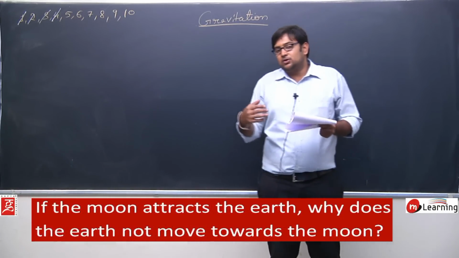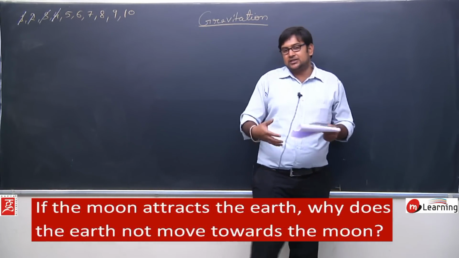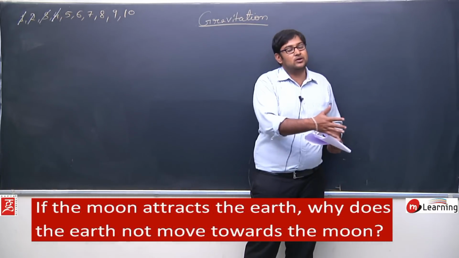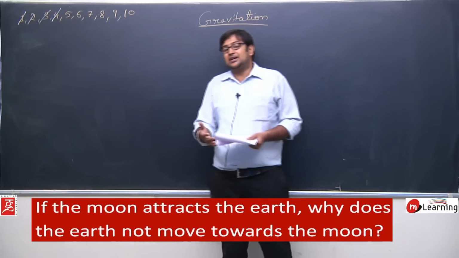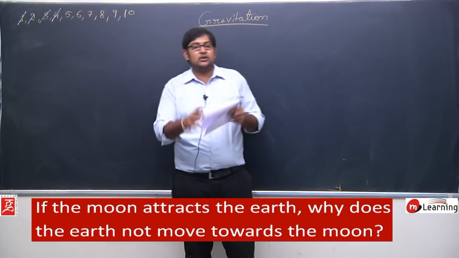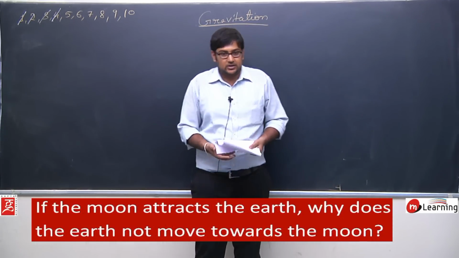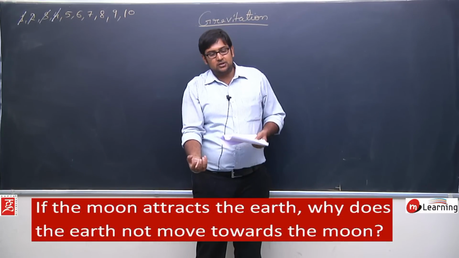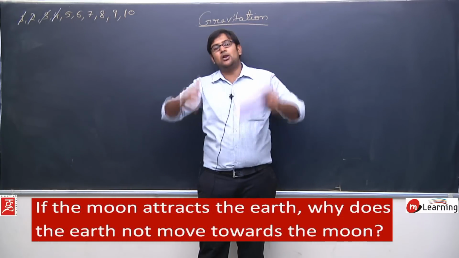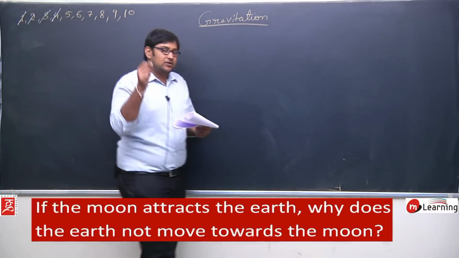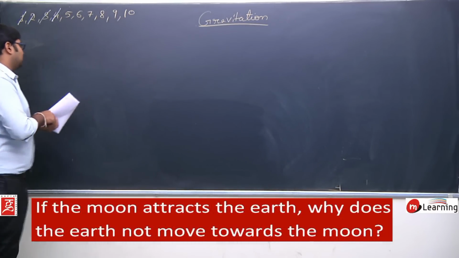So if earth is attracting the moon towards itself and similarly the moon is also attracting earth towards itself, then why is the earth not moving towards the moon? Why are we not moving towards the moon, or towards any other object? For example, if I throw a ball, the ball will rebound back on the earth, but why does not earth move towards the ball? So this is a reasoning based question. For that we have to understand a simple concept.